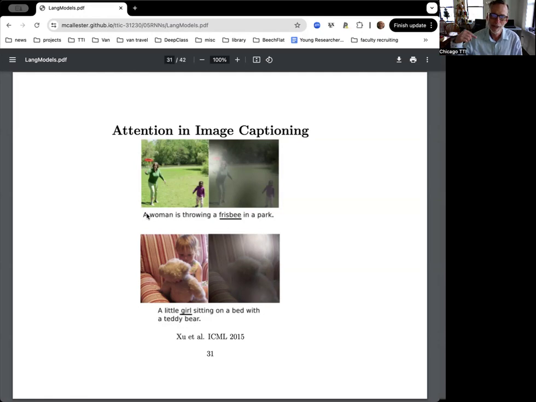And using this methodology that was introduced for translation, as we're generating the output, we're paying attention to different places in the input. And as we generate the word frisbee, we can look in the image and see where the model is attending to as it's generating frisbee. And so this was kind of interesting because it was showing that all it's trained on, with a general attention mechanism, is to maximize the probability of a given caption, given the image.